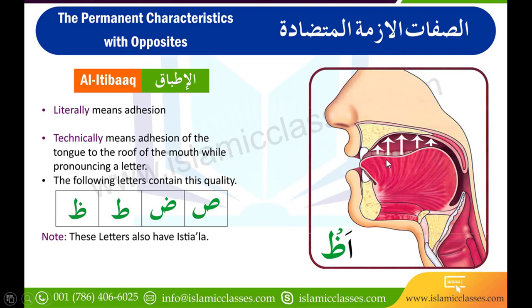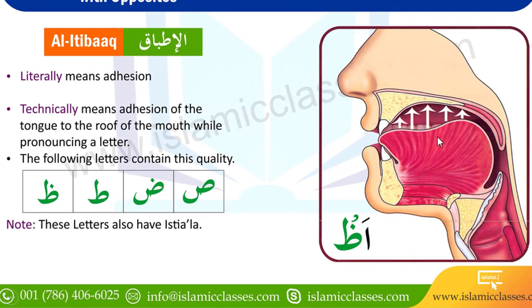Now you have to see the image here. If you remember, in the previous tutorials we read about the al-isti'la letters. In al-itbaaq there are 4 letters which have this quality. As you can see, the following letters contain this quality: sad, dad, ta, dha. These 4 letters also have the al-isti'la quality. The note is already written.